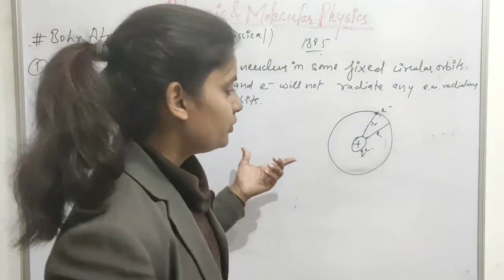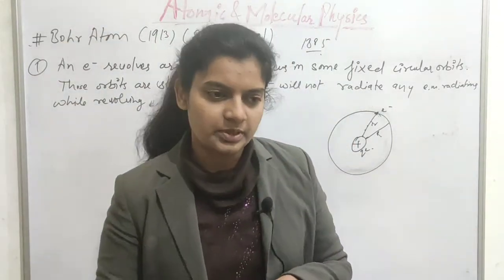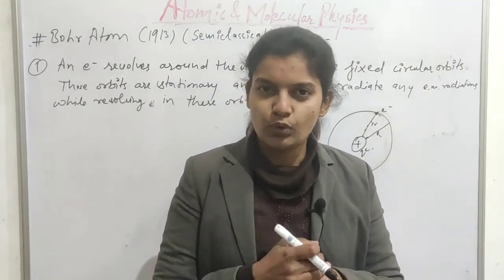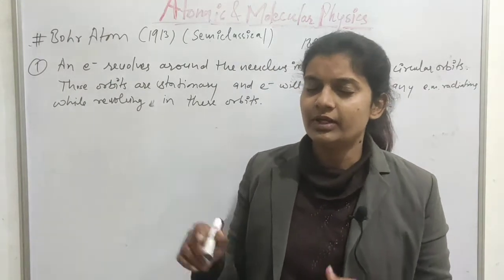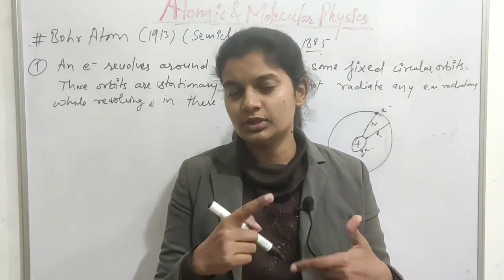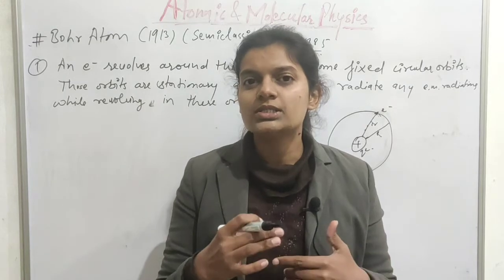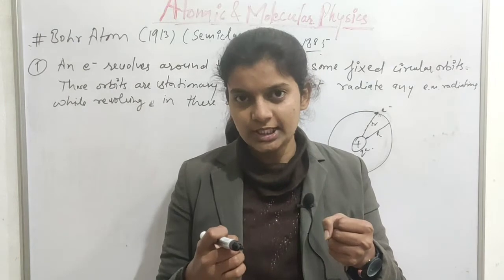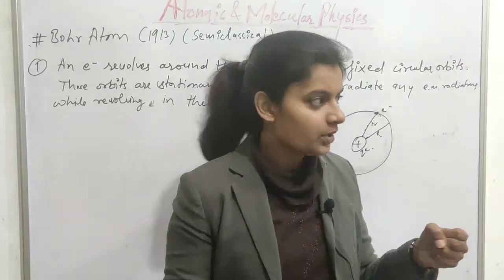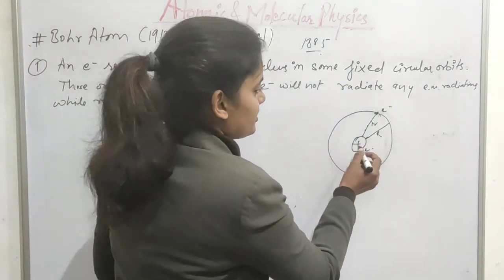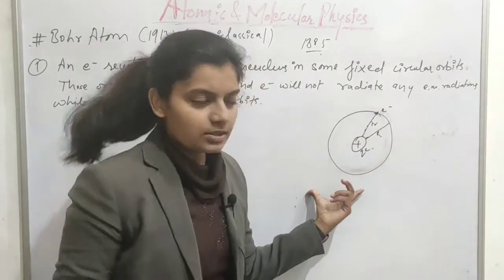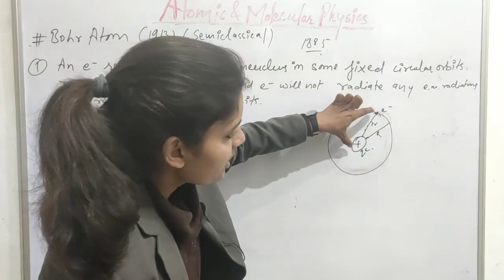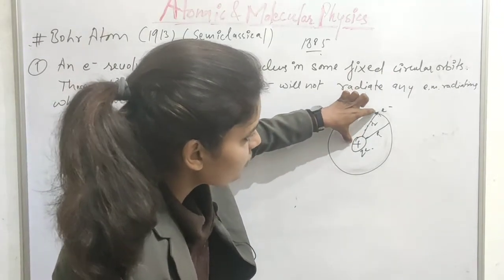So now you know that the electron revolves around in a circular orbit. Anything that revolves in a circle needs some centripetal force. So when the electron revolves around the nucleus, the centripetal force is provided by the Coulombian attraction force between the positively charged nucleus and the electron. You can see in this case the electron revolves around the nucleus in a circular orbit, and this centripetal force is provided by this Coulombian attraction force.